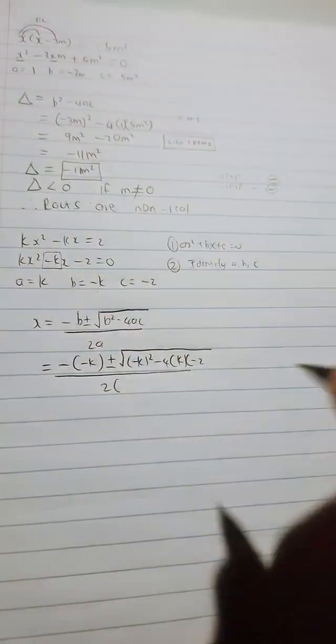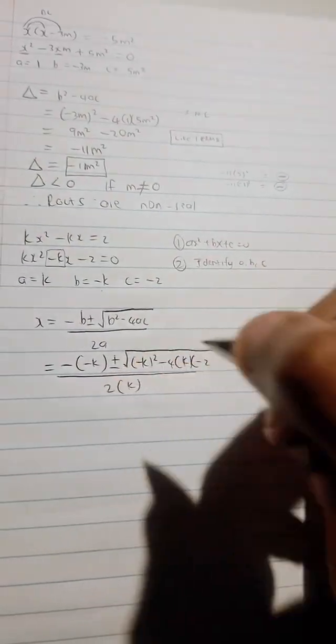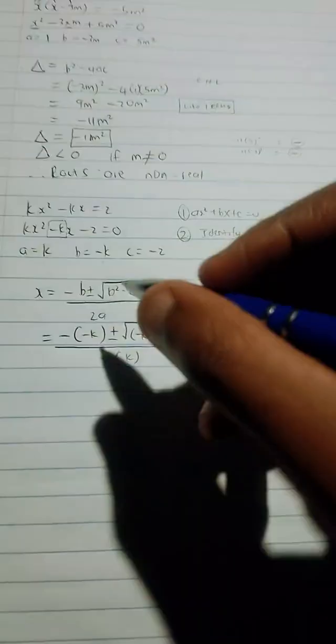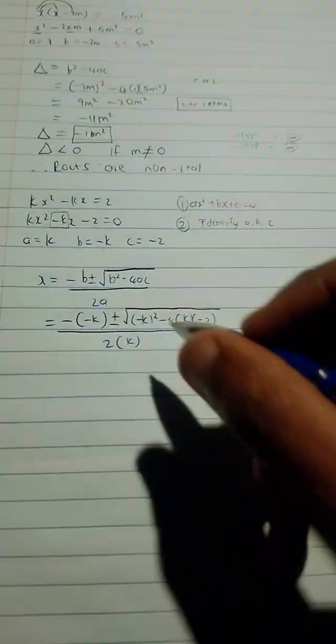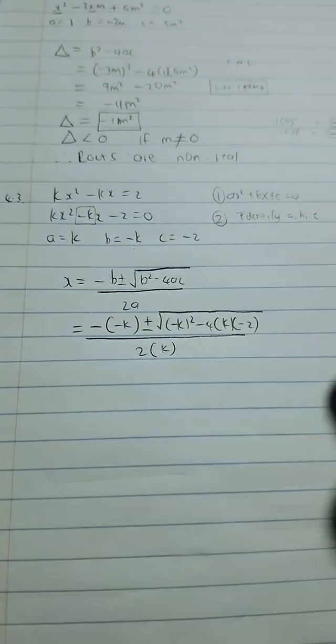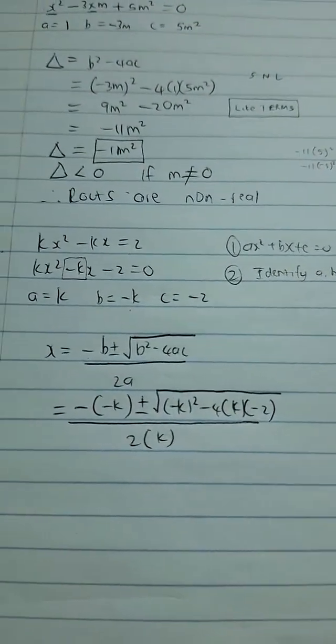Minus 4, a is k. C is negative 2 over 2. A is k. Yeah, guys, I hope you will not just be satisfied by watching me do this. You must be there, right? And the pace at which I'm doing a particular question should resonate.